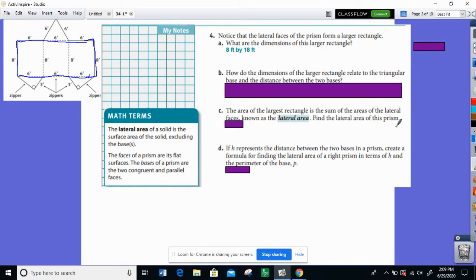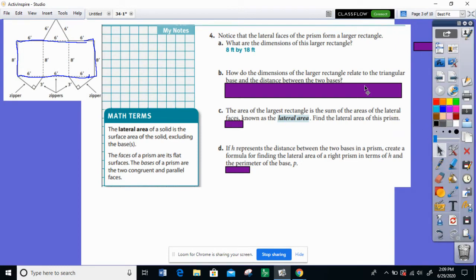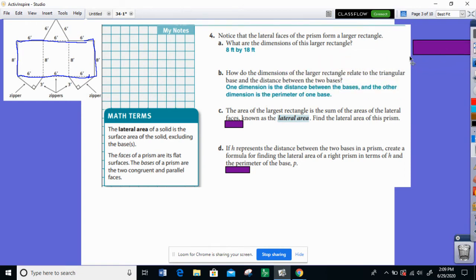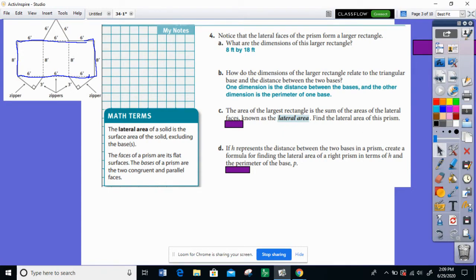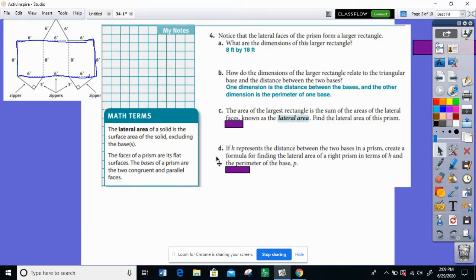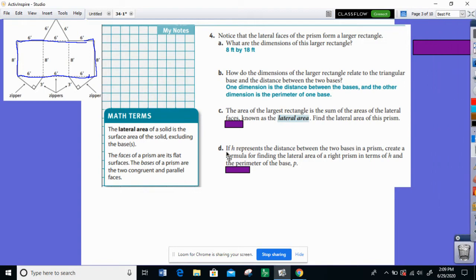So it says, how do the dimensions of the larger rectangle relate to the triangular base and the distance between the two bases? Well, one, the 8 feet is the distance between the two bases. That's right here. The other dimension is the perimeter of one base. Remember that 18 feet was what we got for the perimeter of the equilateral triangular base. The area of the largest rectangle is the sum of the areas of the lateral faces, known as the lateral area. So they want us to find the lateral area of this prism.